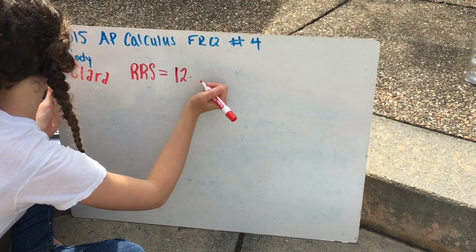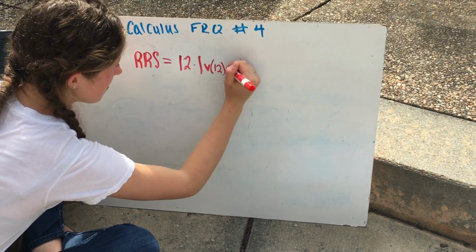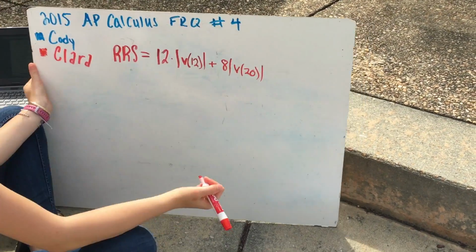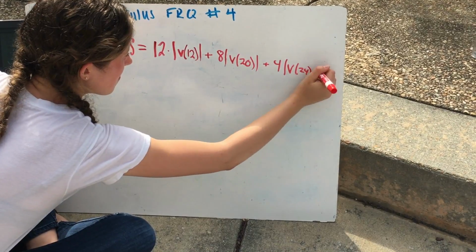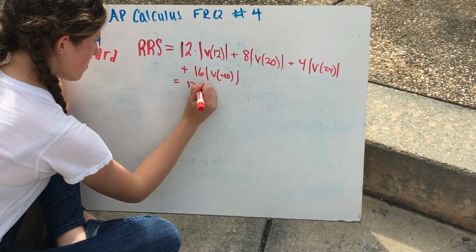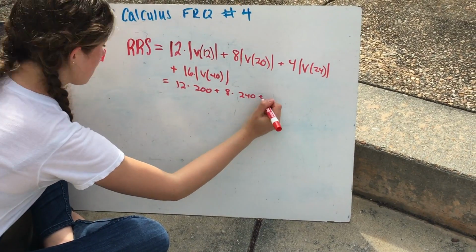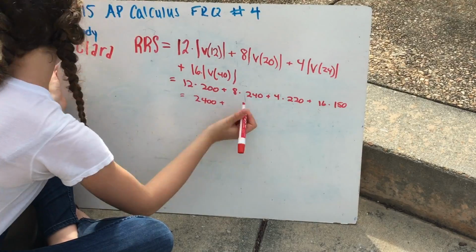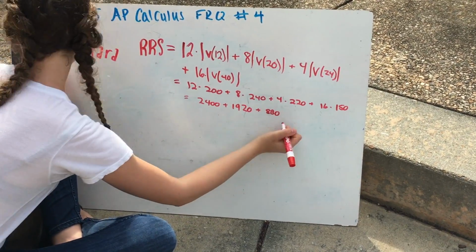Then you just have to do the right Riemann sum. Your final answer should be 7,600 meters.